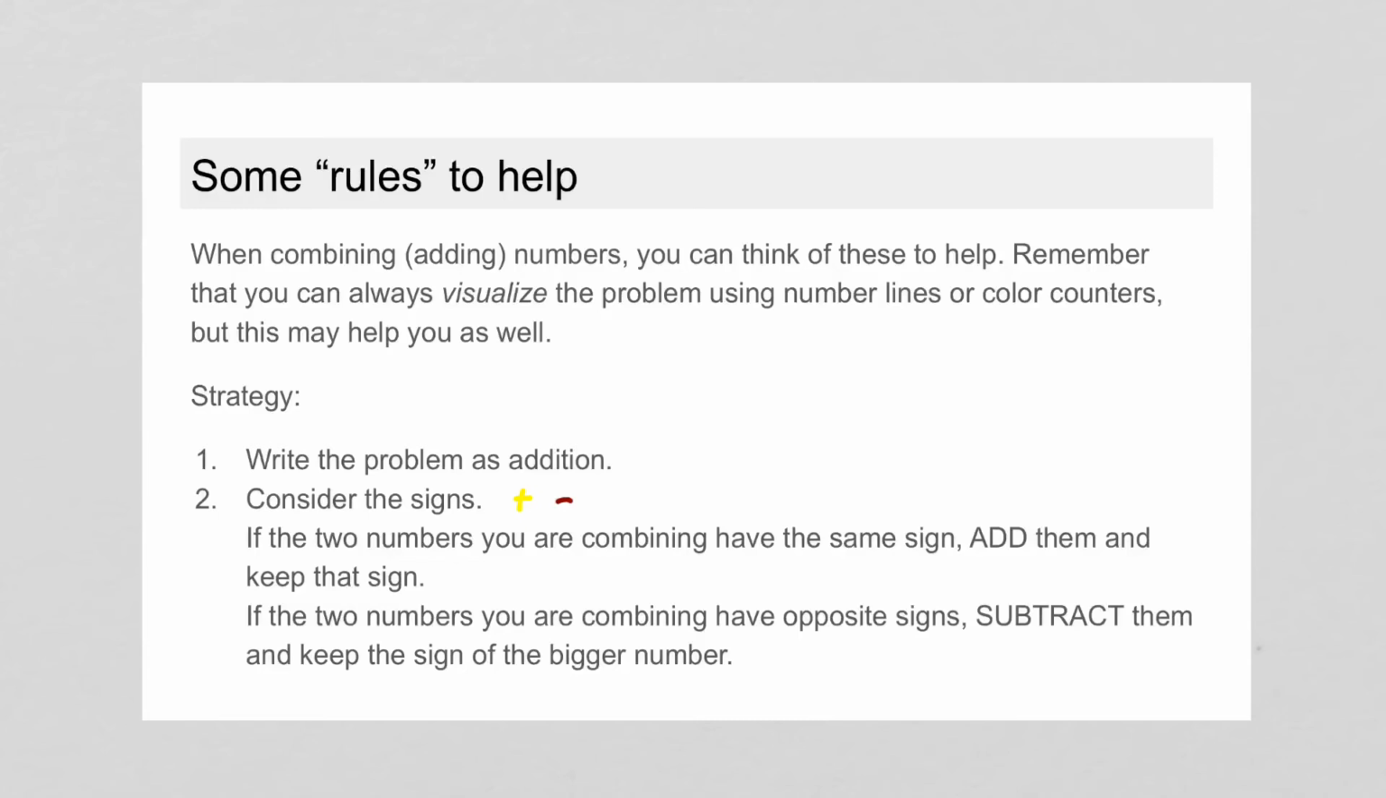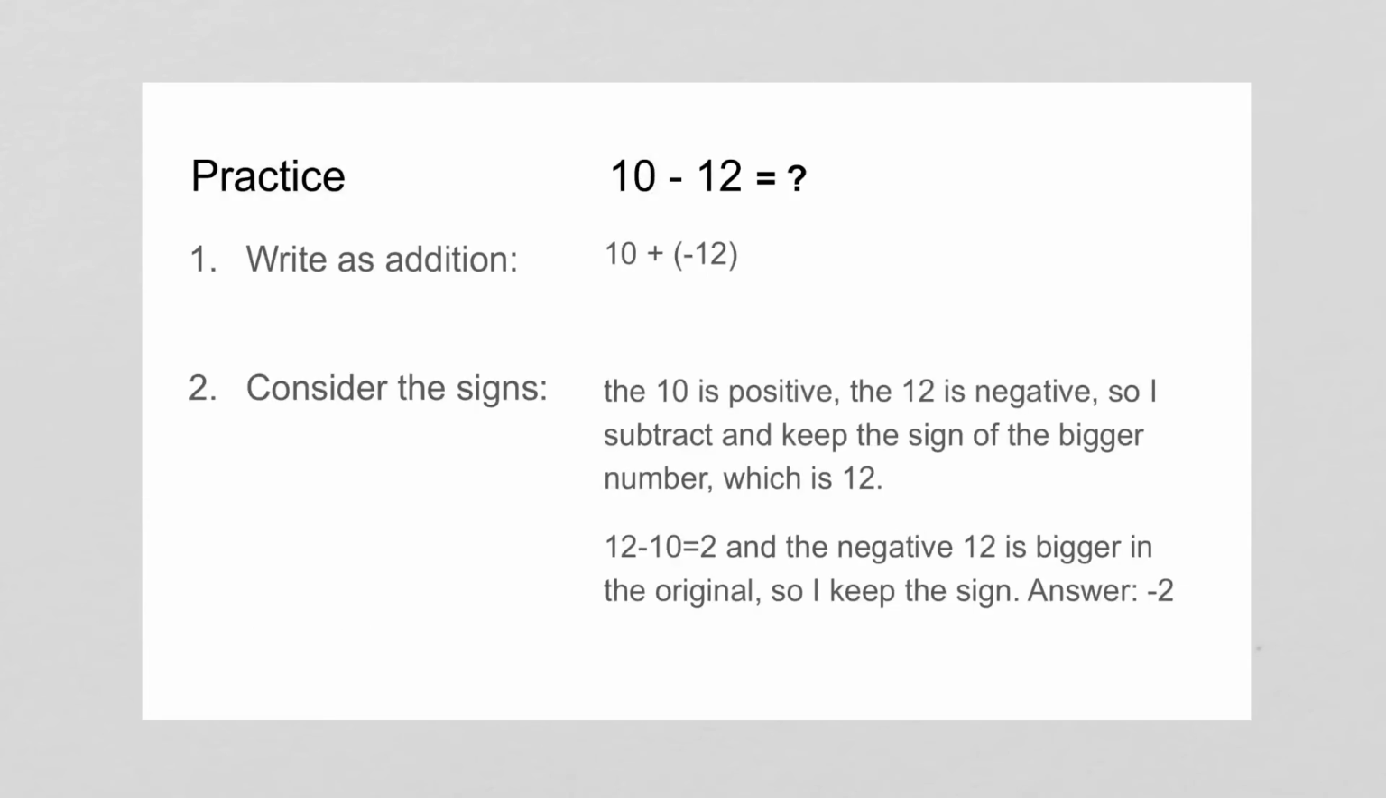So let's practice this for a minute. Let's investigate. So let's look at 10 minus 12. We're going to rewrite that as addition. So that's what we did. We took the minus, made it a plus, and then we took the positive 12 and used the inverse. And then we're going to consider the signs.